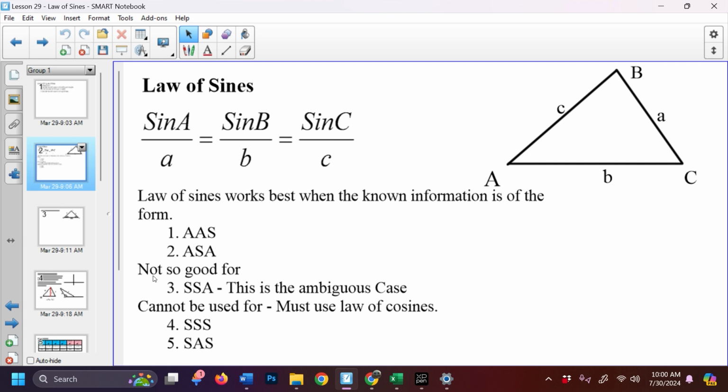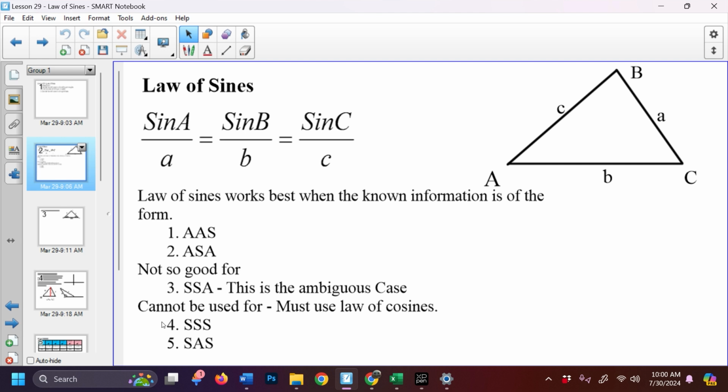It works, but is not so great for side, side, angle. If I'm given, say, side b and side a and then angle B, two sides and an excluded angle, that will work, but this is the ambiguous case. You have to do a little bit more work, checking to make sure that there's only one solution.